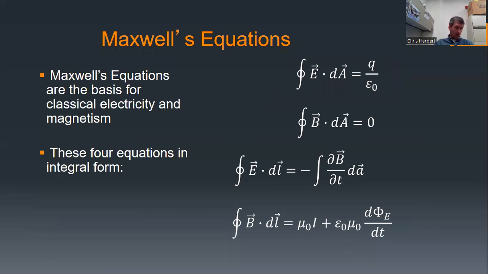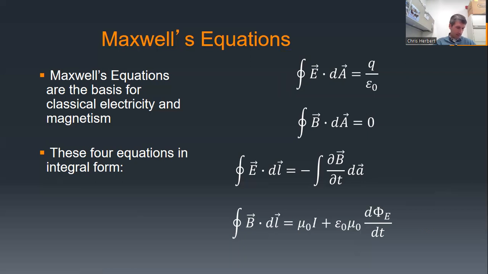The next one says that we don't have magnetic fields which radiate out from magnetic monopoles. Magnetic monopoles don't exist. We have north and south poles, which are dipoles, which cause the field lines to reconnect on themselves.